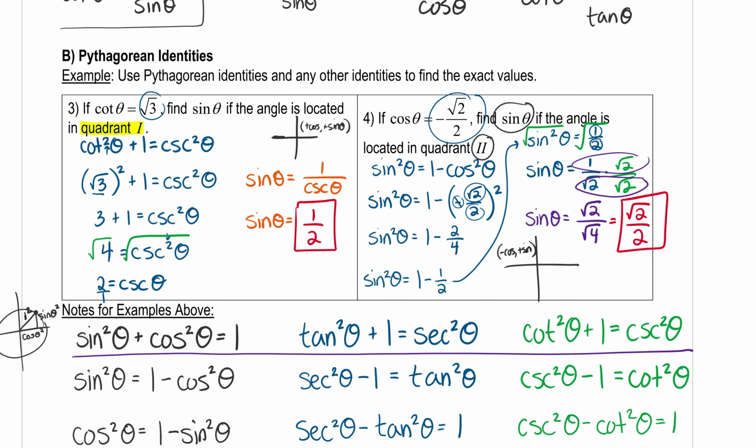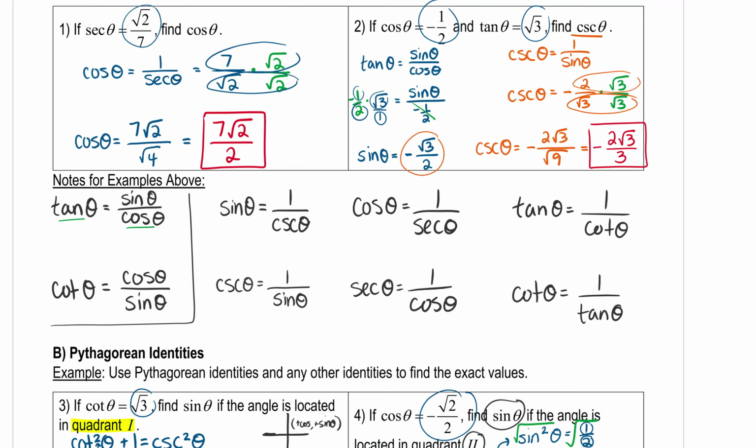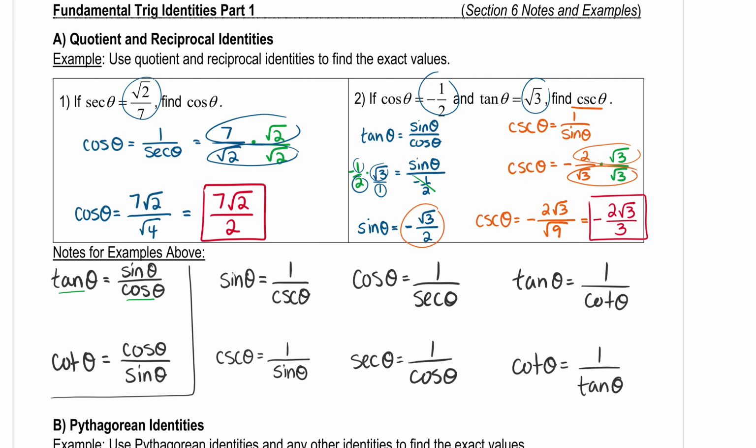So those are Pythagorean identities. And we have reciprocal identities and quotient identities. So you'll be using all of these on the homework. Please practice. This is very new. It is challenging. The only way to understand it, though, is to do it.